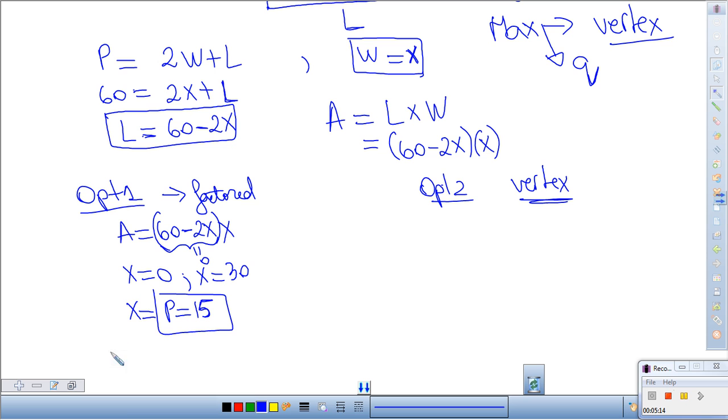Now let's find the maximum area. I'm going to substitute 15 back in the equation. So I have 60 minus 2 times 15 is 30, times 15. 60 minus 30 is 30, times 15 is 450 square meters. So the best width, or the width that will maximize the area of that enclosure, is 15 meters, and the maximum area will be 450 square meters.